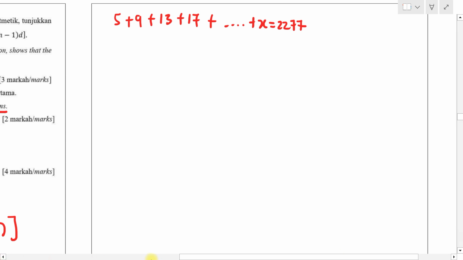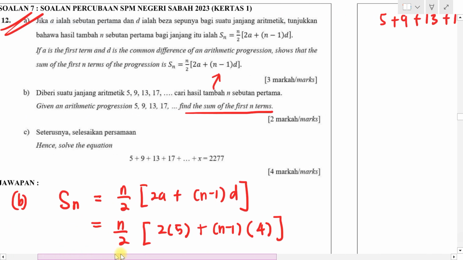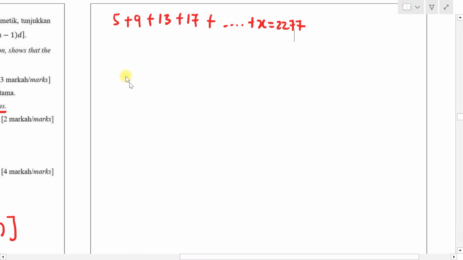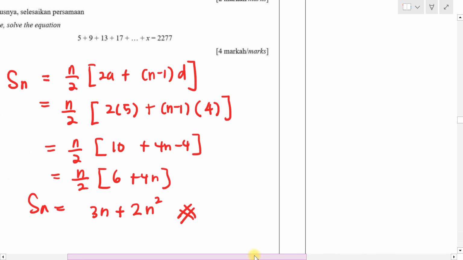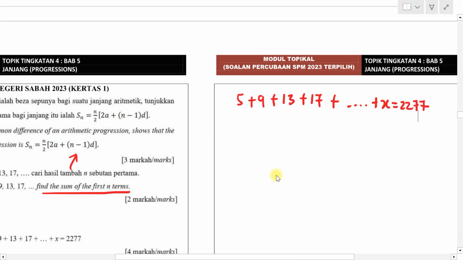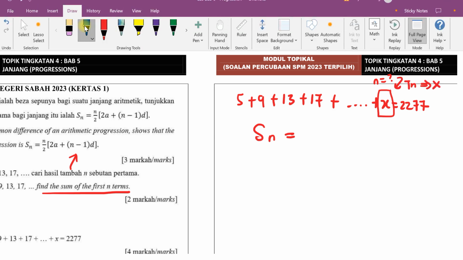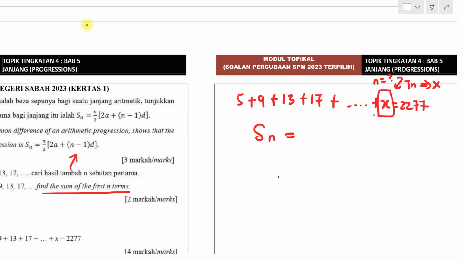So, but then what they want, they want the value of x, right? When you sum up everything, you get 2277. Just now we already created the sum formula. We need to use that. Sn, first we find n. After that we can apply Tn to find the x. That is our strategy. So, can you understand, we find n first, then Tn. So first find the value of n. We first need to find which term number this is.